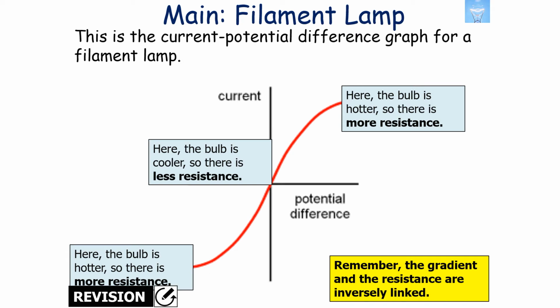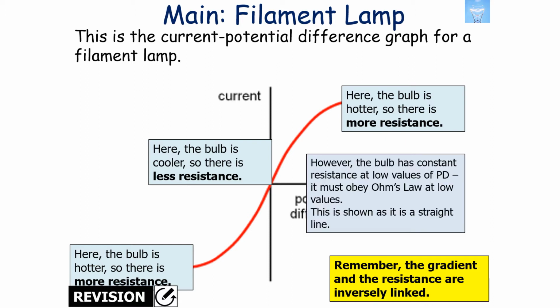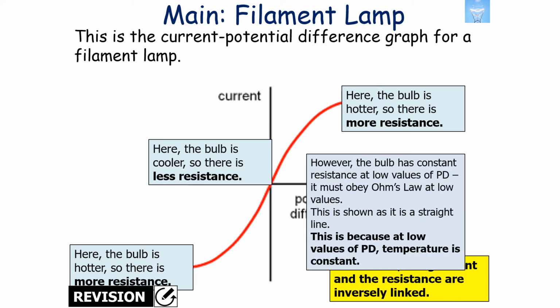You'll notice that in the middle here the bulb is cooler because there's less potential difference, so there's less resistance, while when you increase the potential difference either positively or negatively, the bulb becomes hotter, so there's more resistance. The bulb has a constant resistance at low values of PD, so at this point it's obeying Ohm's law because it's shown as a straight line. This is because at low values of potential difference the temperature of the coil is constant.